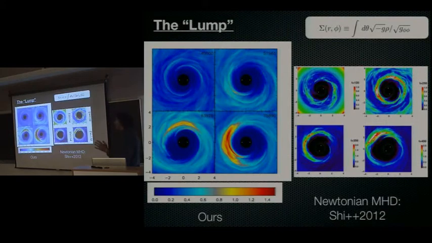Lots of movies. I like showing movies because that's one reason why I'm in this game, is for the movies. So I hope I didn't show too many movies down here.